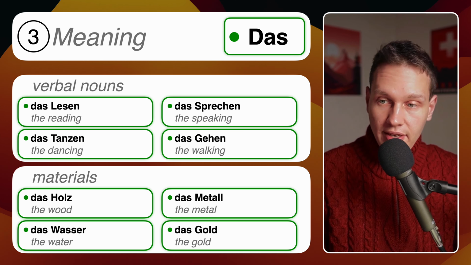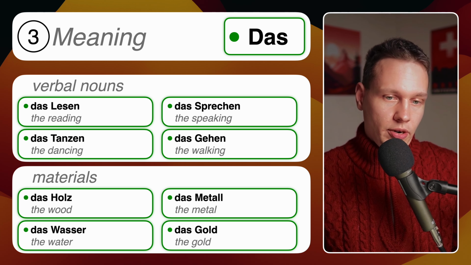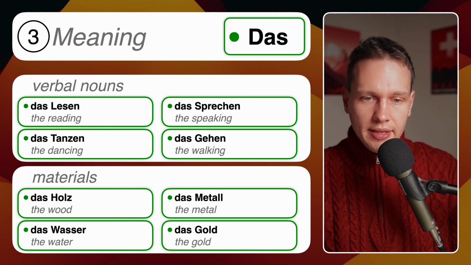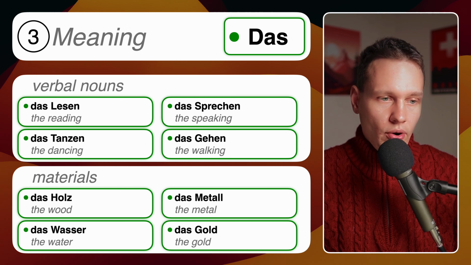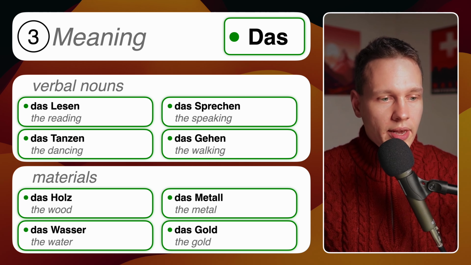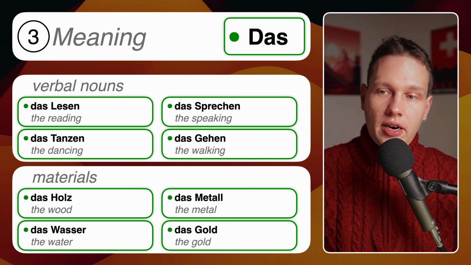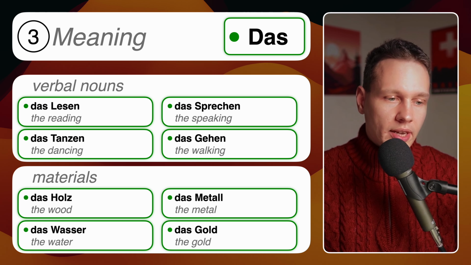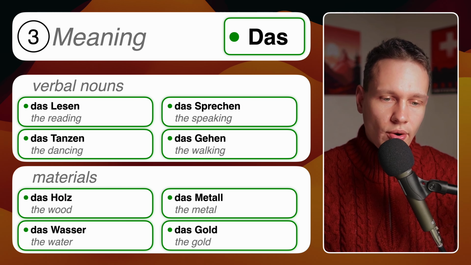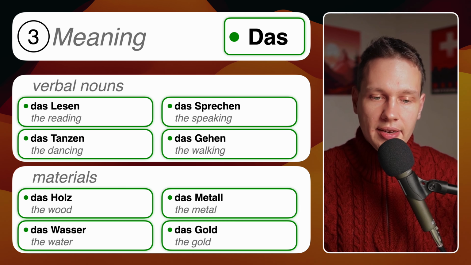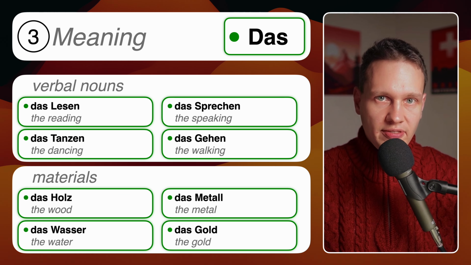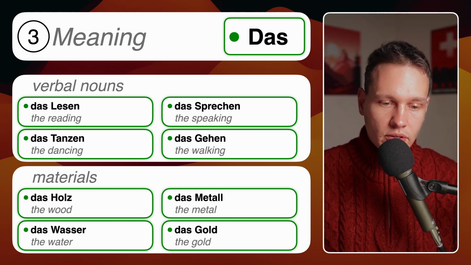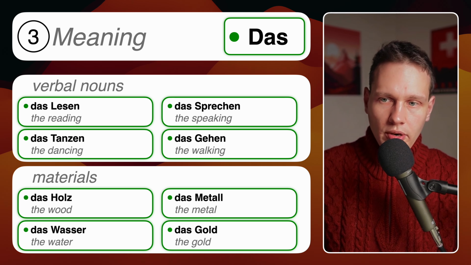And basically you can do that with any verb in German. I don't think there's any exception to that. So you can make a noun out of all the verbs and they are all gender neuter. And then also materials are a neuter group. For example, das Holz, the wood, and das Metall, the metal, and das Wasser, the water, and das Gold, which is the gold.